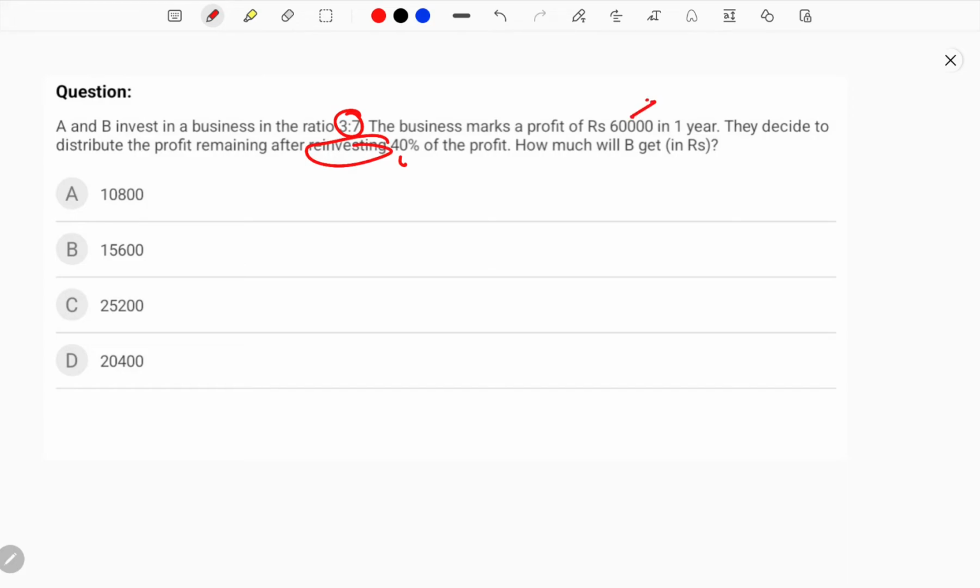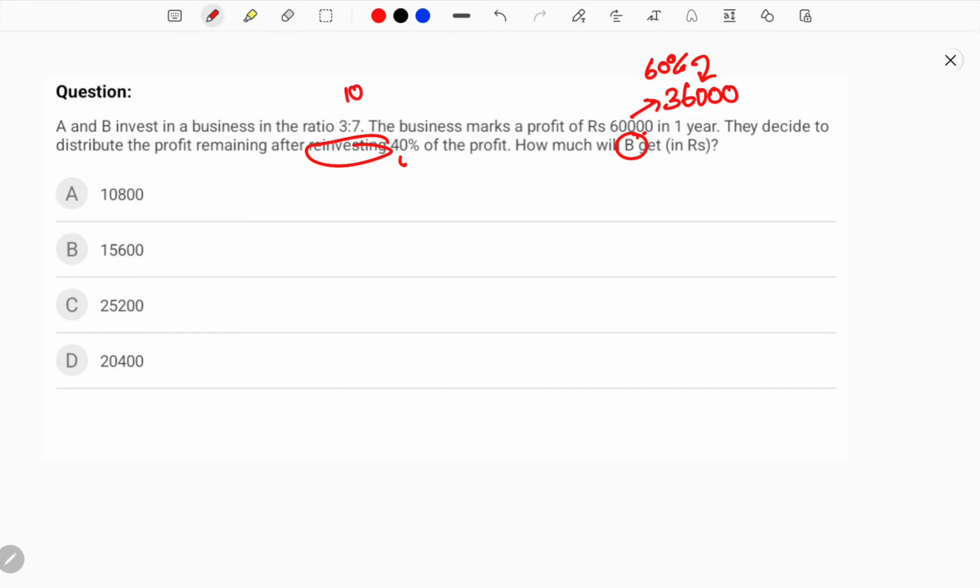So 60% is what they are going to distribute between themselves. 60% of 60,000: 10% is 6,000, and 60% is 6 into 6,000, that is 36,000. So this is the 60%, which must be divided among A and B. We need to find B. So A and B is how many parts?